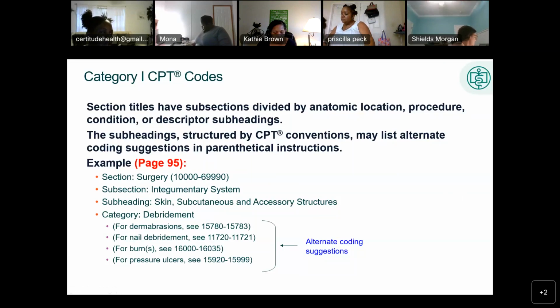So under skin, subcutaneous, and accessory structures, it now tells you that our category is introduction and removal. The codes under this particular category, introduction and removal, of which there are 3 codes, 10030, 10035, and 10036, are all related to introduction and removal of things that would go into the skin or subcutaneous tissue of the integumentary system.